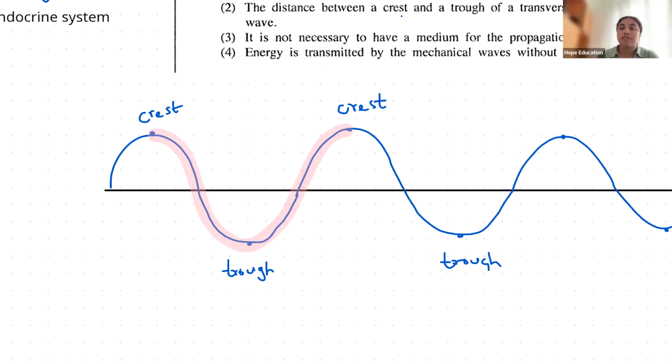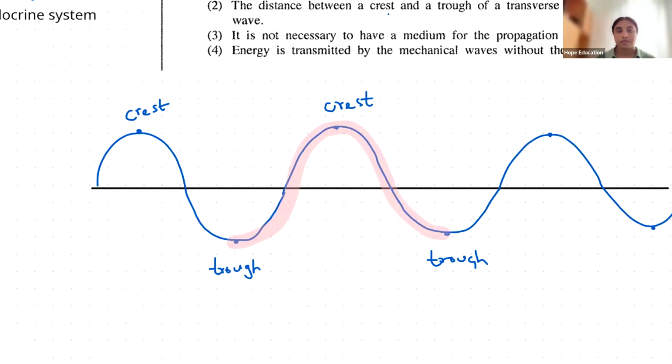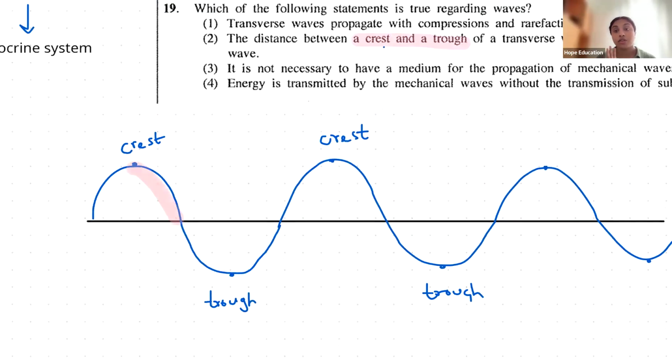Others, give me a thumbs up if it is, and a cross if it's not. Is this equal to one wavelength? Yes, it is. The distance between two particles that are in the same motion is what we call the wavelength. What about the distance between two troughs? Yes. However, in the question, they are saying the distance between a crest and a trough. That is not equal to one wave. It is actually half a wave, not one wave. Therefore, the second sentence is also wrong.